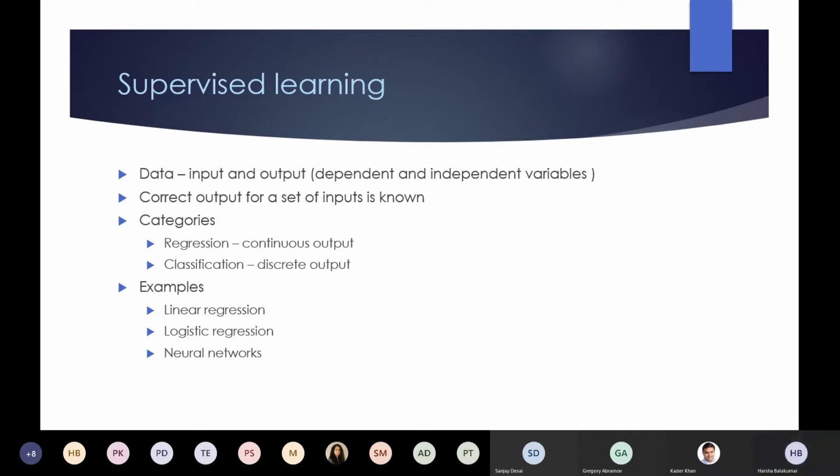You have a set of data where you have a proper relationship between input and output. The algorithm finds the relationship so that it can find the output whenever a new set of inputs come in.